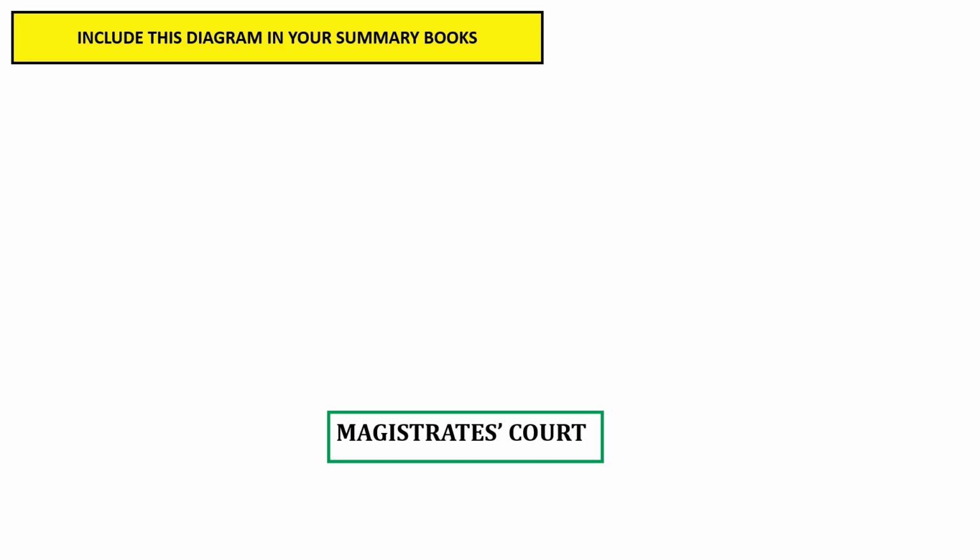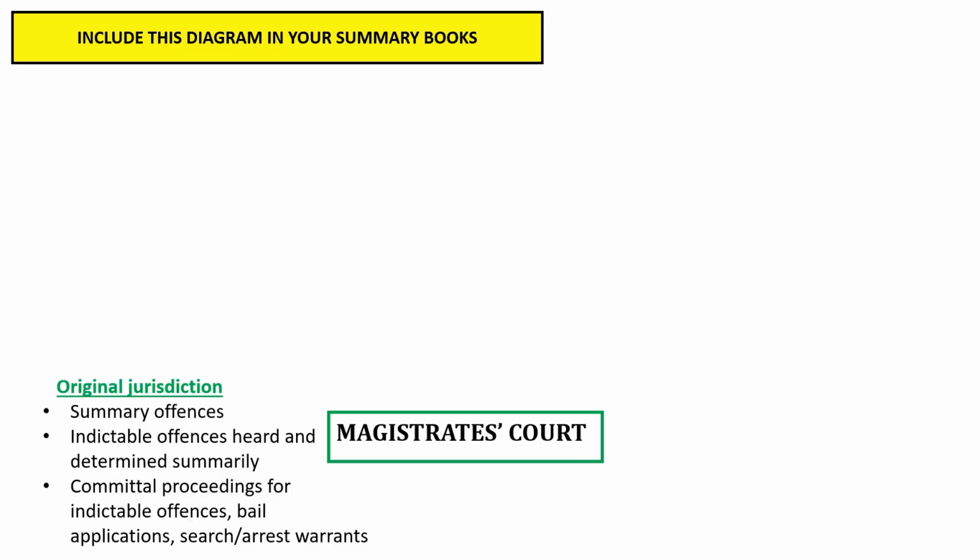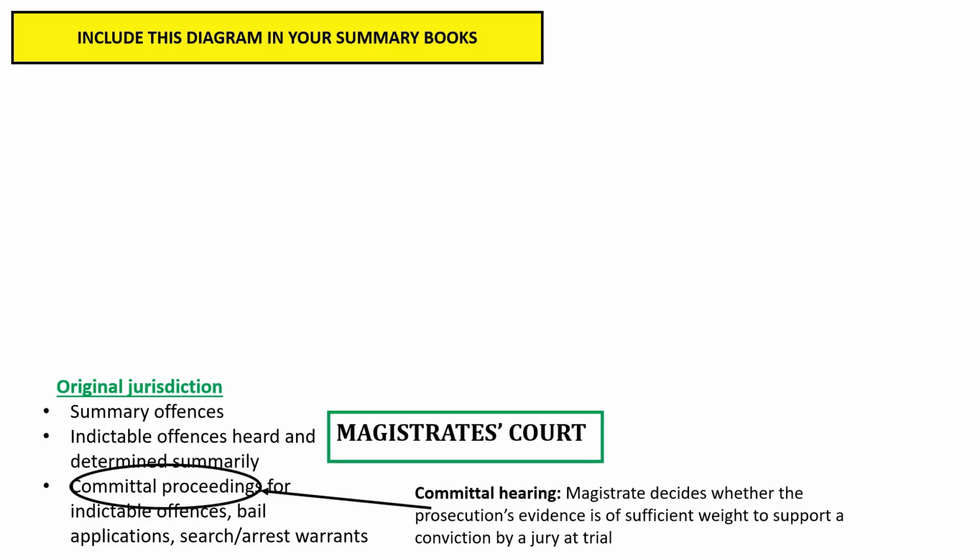The Magistrates' Court has original jurisdiction to hear summary offences, such as minor assaults, and indictable offences that are heard and determined summarily, such as theft of a motor vehicle. In addition, the Magistrates' Court hears committal proceedings for indictable offences, applications for bail, and applications for search and arrest warrants. A committal hearing is held in the Magistrates' Court where an accused has been charged with an indictable offence. At the committal hearing, a magistrate decides whether the prosecution's evidence is of sufficient weight that a jury could convict the accused at a trial.